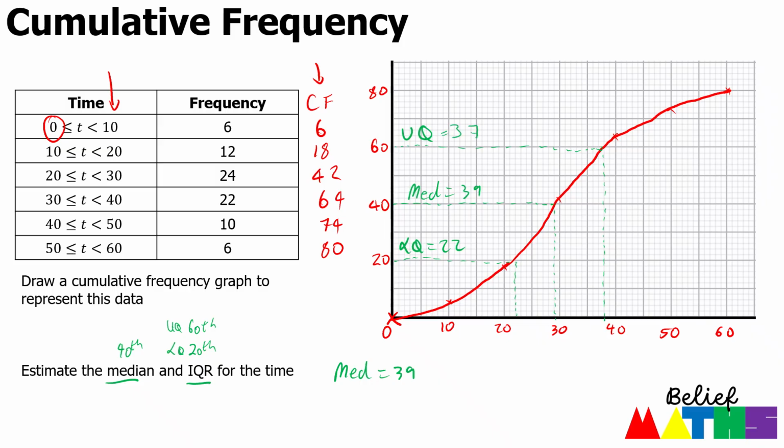And I've just noticed I've made a misread here, and that's a good thing to spot. I've misread my median, it should have been 29, not 39. Our interquartile range then is the upper quartile minus the lower quartile, so 37 minus 22, which gives us 15. And that's our interquartile range.